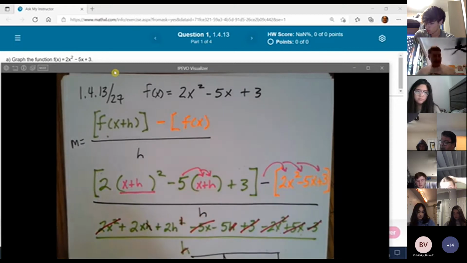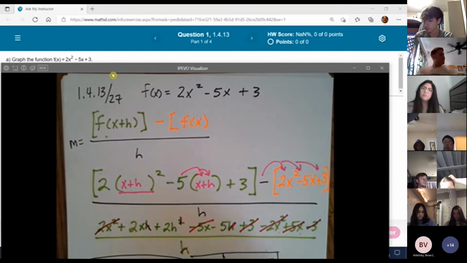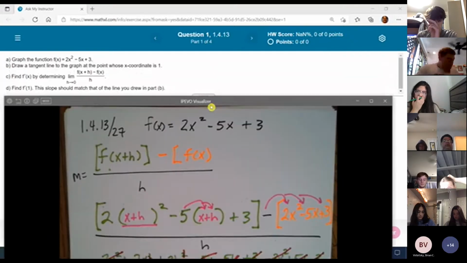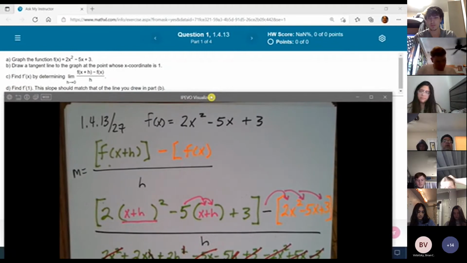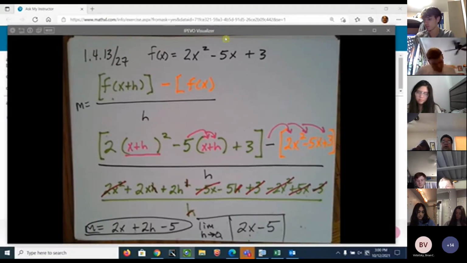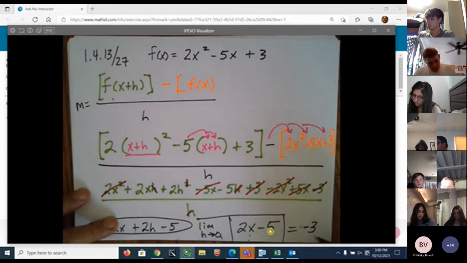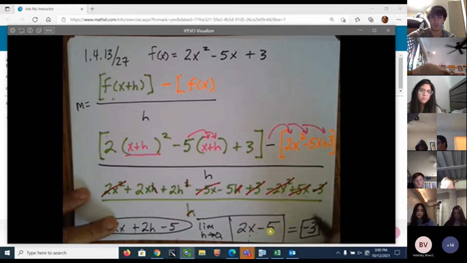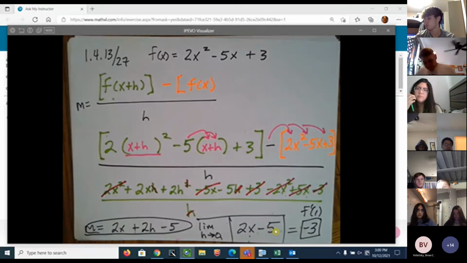But they wanted you to plug in something right here, so let's see what they wanted you to plug in. It says find f prime of 1. Well, we've got the derivative right here, so if we plug in 1, what's 2 times 1? 2 minus 5 is negative 3. So that's f prime of 1. So that should be your answer.